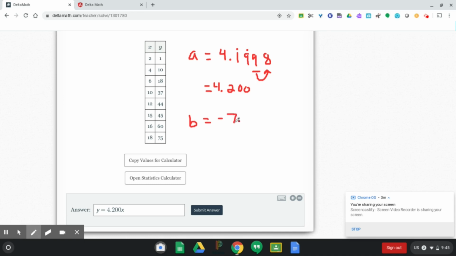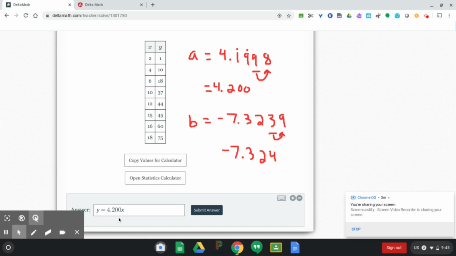was negative 7.3239. Okay, so again, tenths, hundredths, thousandths. Does the 9 bump it up? It does, so this becomes negative 7.324. Now, you can do plus negative 7.324, or you could just put minus 7.324. Okay, so here's my general equation again, y equals, so I have that there.